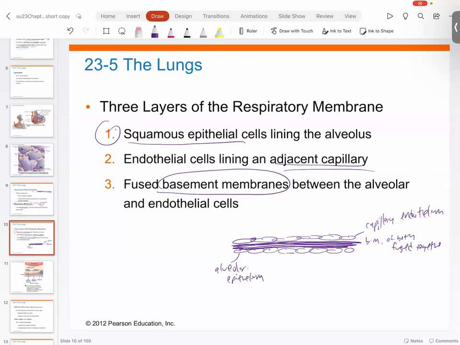Is that about as thin as you can get? So here's your capillary up here, and here's your alveolus down here. That's about as thin as you can get. Single layer, basement membrane on both sides. That's it. That's as thin as you can get. So this is what it looks like.